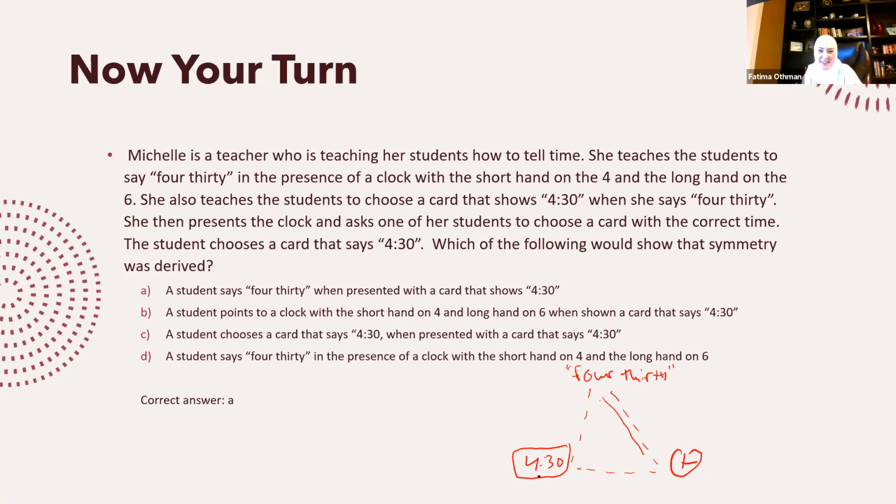All right, so she teaches the students to choose a card that shows 4:30 when she says 4:30. So this is the other taught response. Okay, so arrow going this way. Oh, and I forgot to draw the arrow going up. All right, now let's reverse it. Here's our symmetry right there. And there's our transitivity.